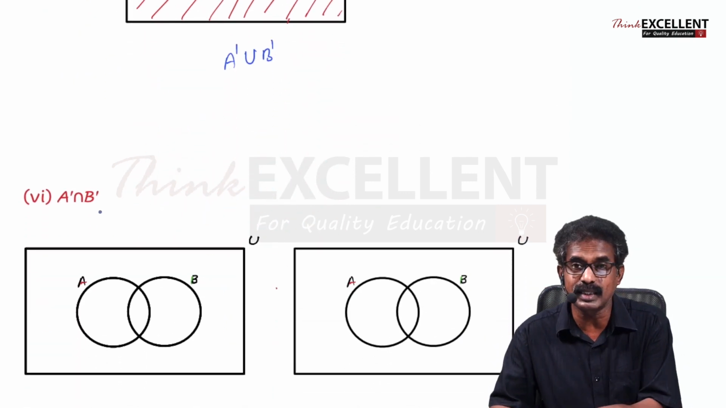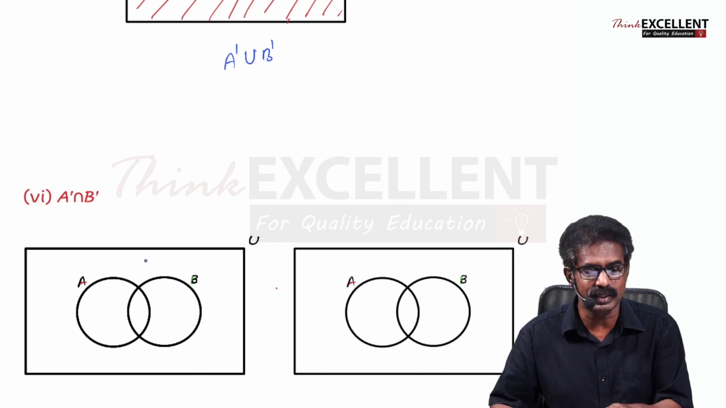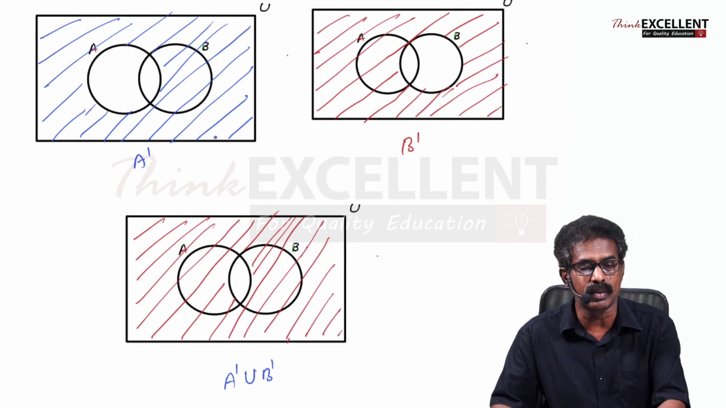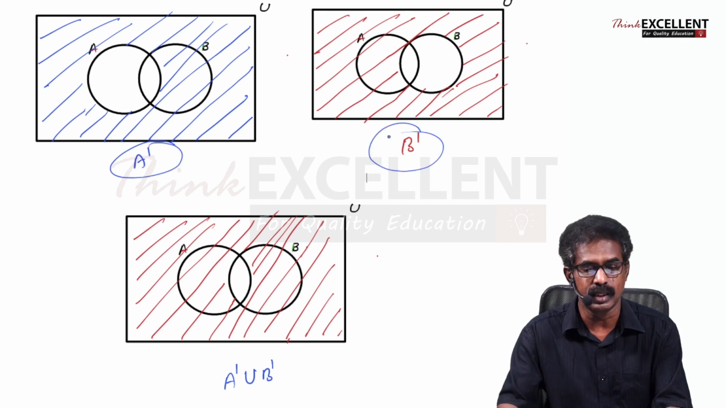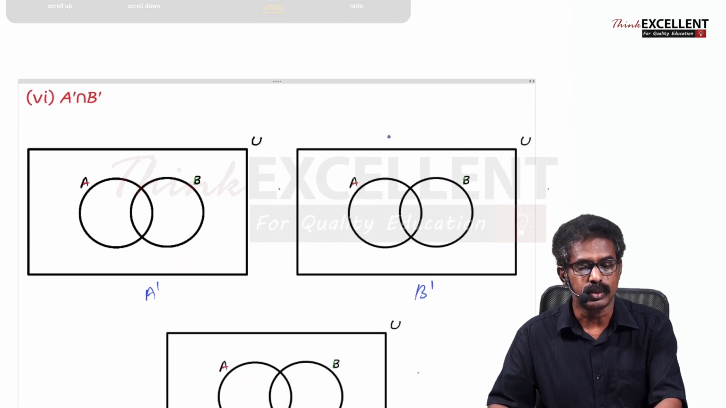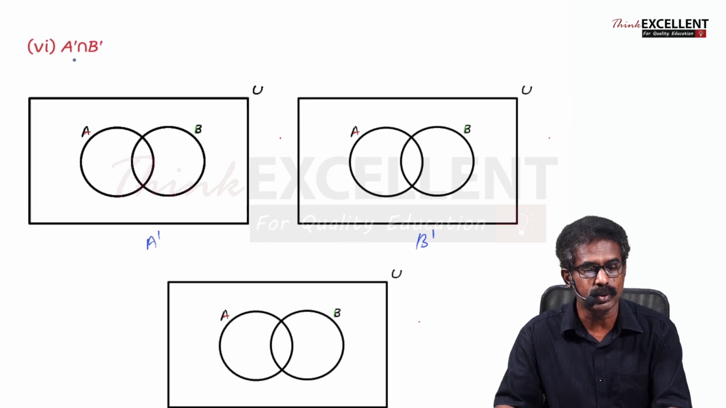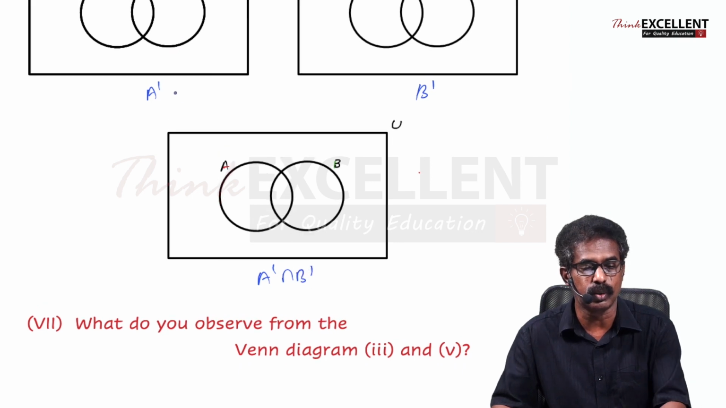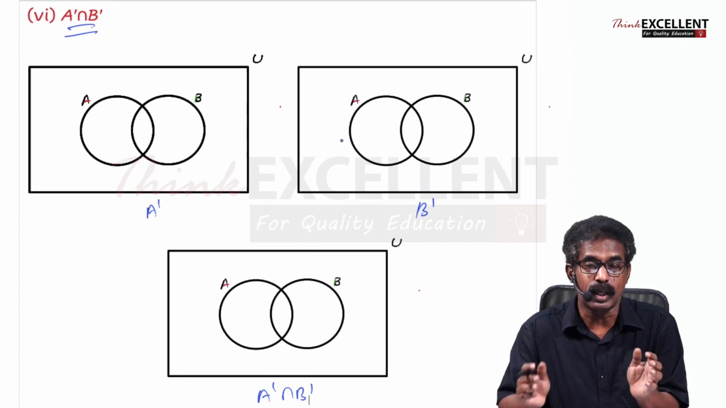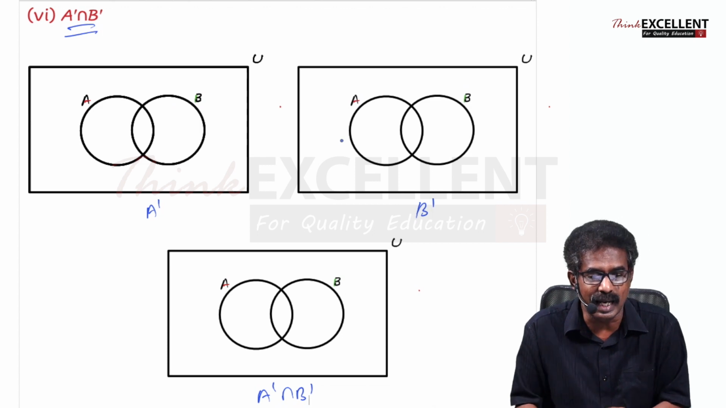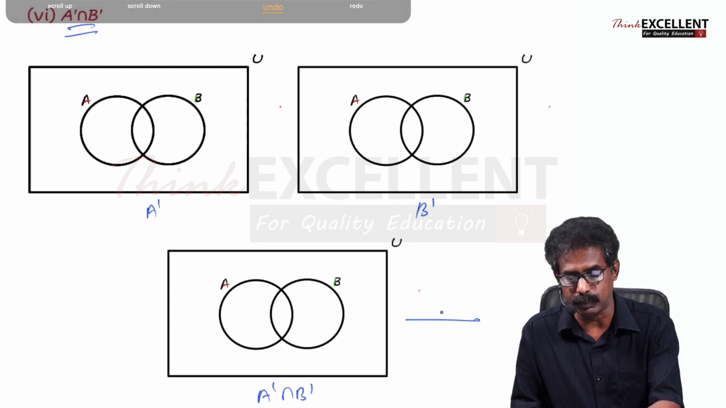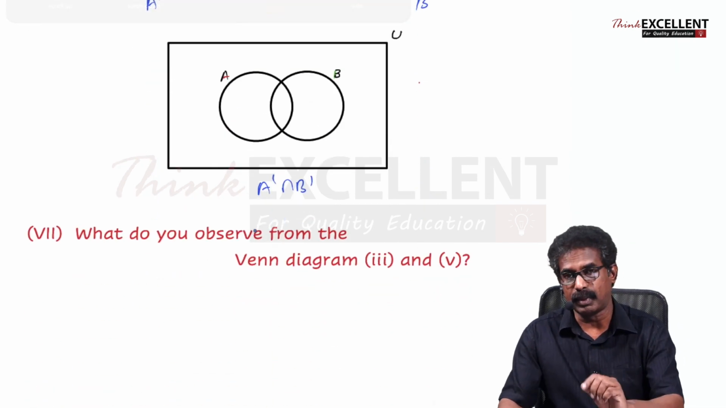Now here, A dash intersection B dash. So here, first diagram, you shade only A dash. Second diagram, you shade B dash, same as what we did here. After shading that, next you have to find the intersection, A dash intersection B dash. You shaded in both the diagrams, no? What are the portions common you shaded? That alone you shade in the third diagram. In the third diagram you have to shade only that portion. That one I'm leaving for you to do.